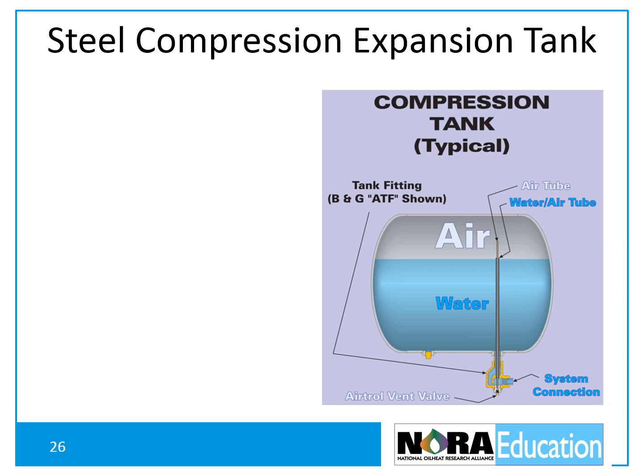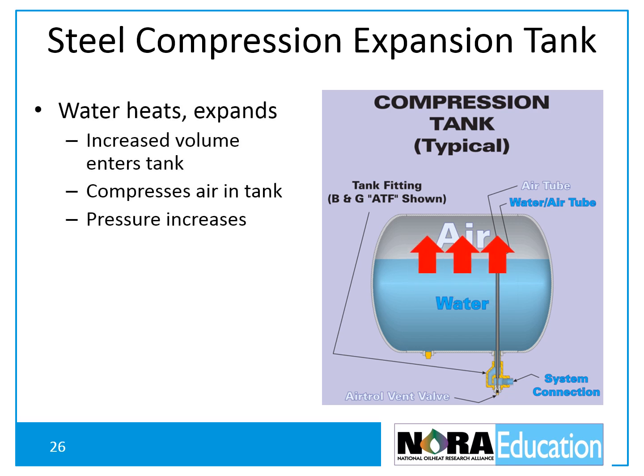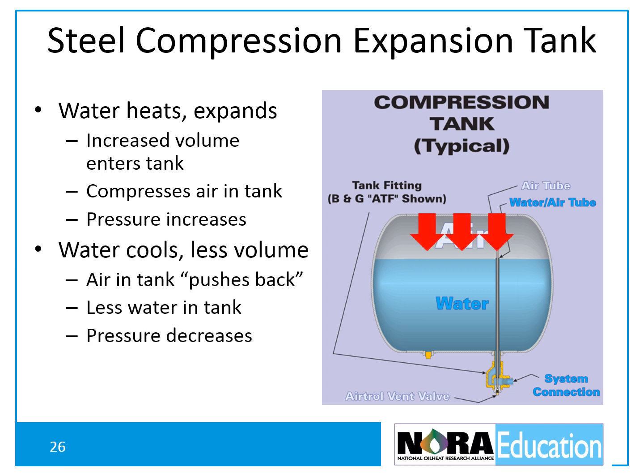Under normal operation, steel compression tanks are typically about 2/3 full of water and 1/3 full of air. As the water heats up, it pushes up against the top of the tank, compressing it. As the water cools down in the off cycle, it condenses and the air expands back into the original volume.